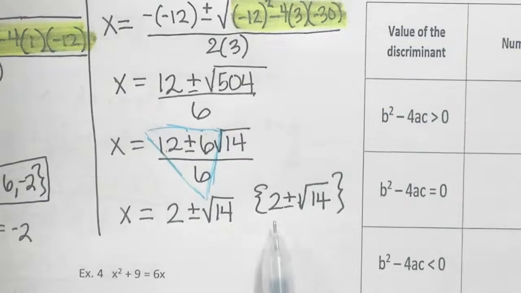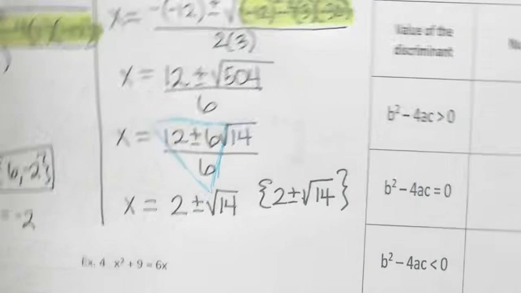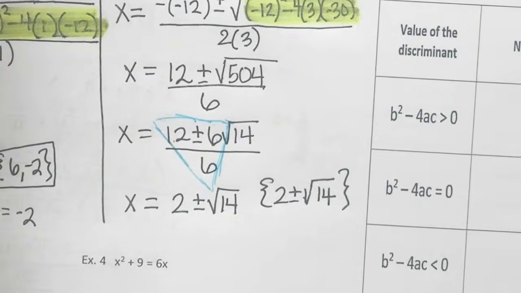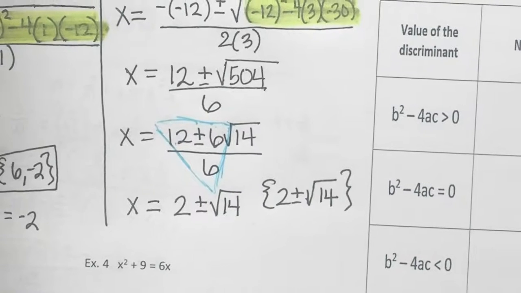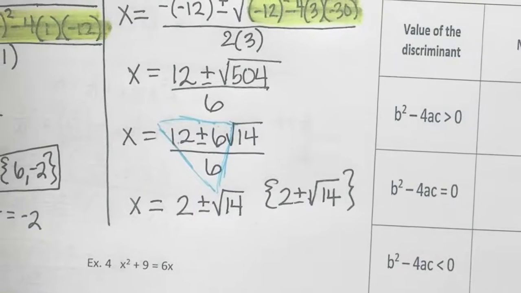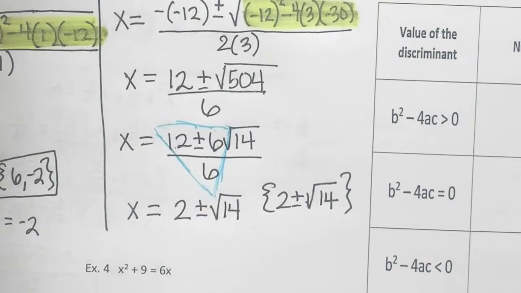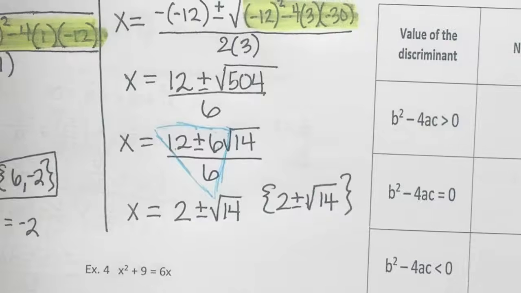Okay. So one of our answers is 2 plus the square root of 14, the other is 2 minus the square root of 14. Okay? All right. We good so far? Any questions so far? That's how we write all our answers?